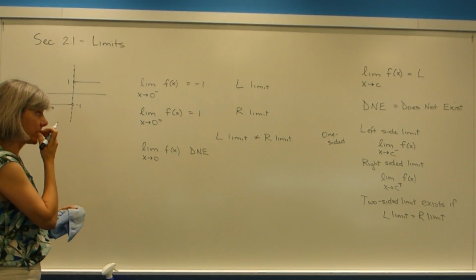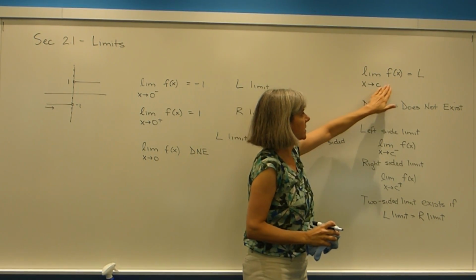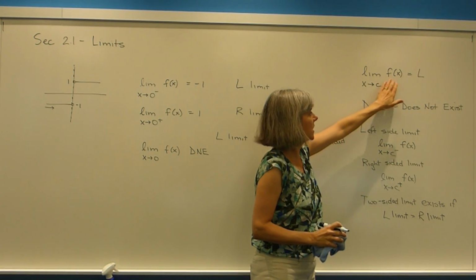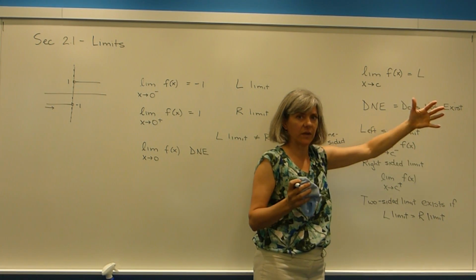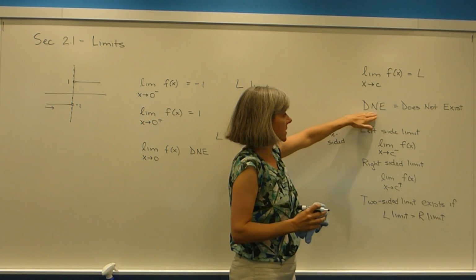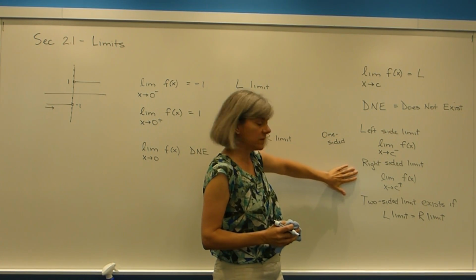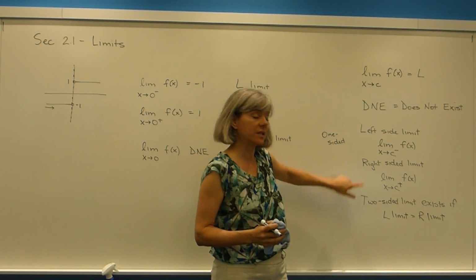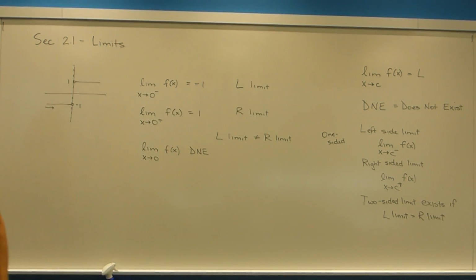Okay? So just to sum up, the limit as x approaches c, any particular value of interest of a function, is its limit. It's about the approach, the expected value, not the exact value. Does not exist, D and E. You have a left limit, a right-sided limit, and then a two-sided limit that exists if these two are equal to each other. Okay, so let's look at a graph.